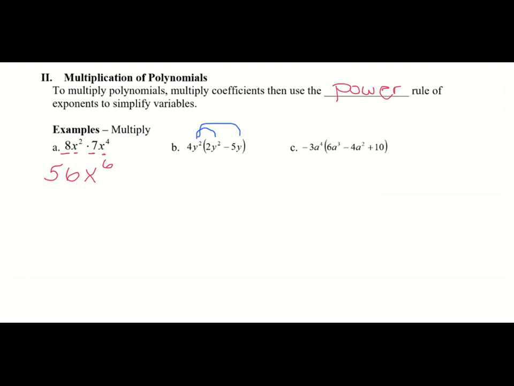So for the first one, for 4y squared times 2y squared, I'm going to do 4 times 2, and that's going to give me 8. And then y squared times y squared, add those exponents. It's going to be y to the 4th power. Then I'll put my subtraction sign there. I'll do 4 times 5 next, which is 20. And then y squared times y. Remember, there's a 1 next to that y, so it's going to be y to the 3rd power.